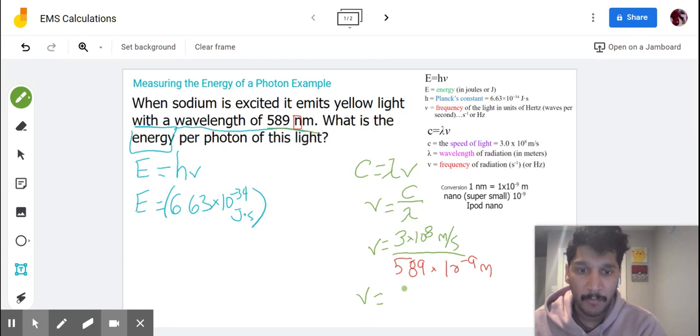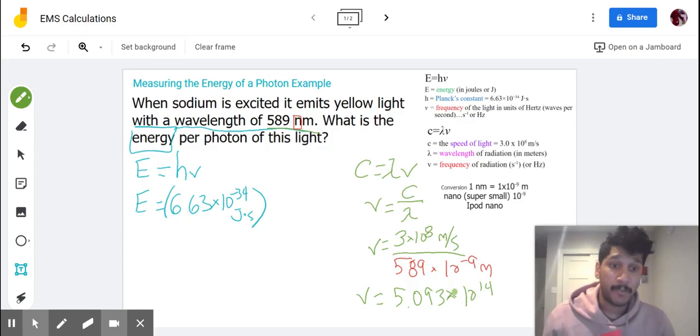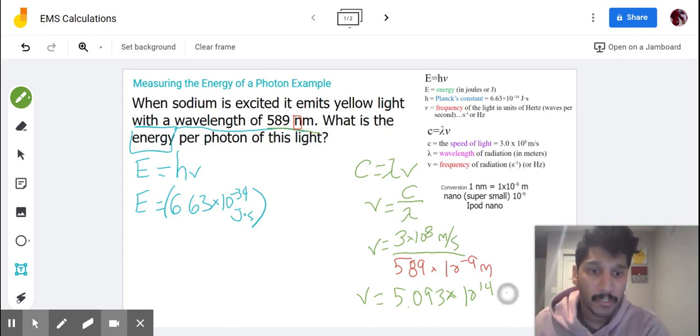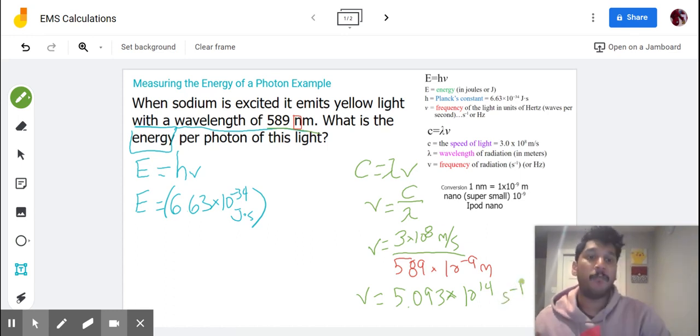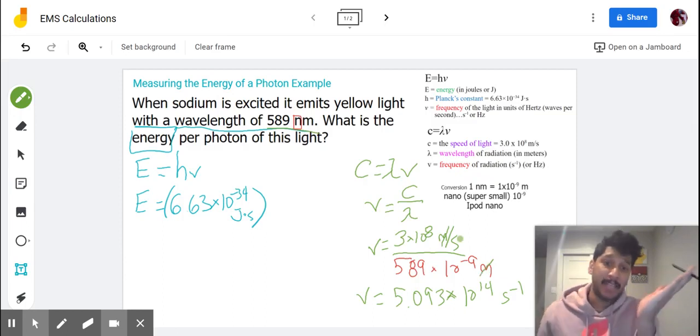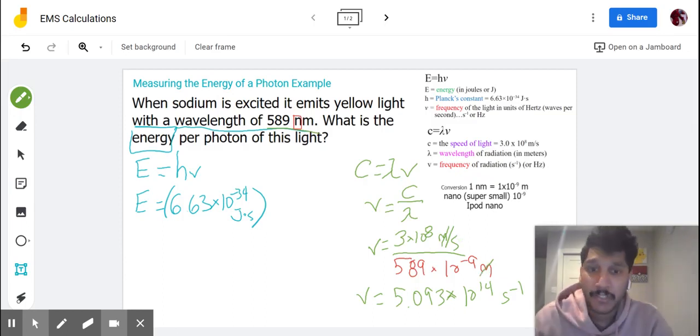So I'm going to get 5.093 times 10 to the 14th as my frequency. And if I want to look back at what my units for frequency are, it's per second or hertz. I'm just going to use per second. So s to the negative 1 is just telling us that it's per second. That's going to make sense because our unit meters are going to cancel out, and we're going to be left with seconds at the bottom, right? So we see that it's slashed.